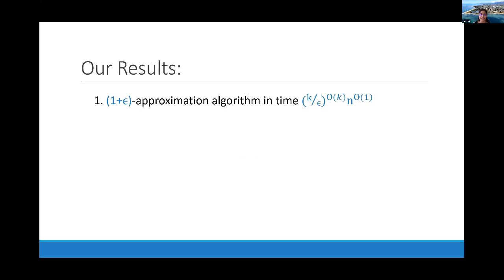So let's go into our results. Our main result is a 1 plus epsilon approximation algorithm that runs in time (k over epsilon) to the k times poly n. What this means is that if you're given a graph G and an integer k, our algorithm in the given time finds a k-cut whose weight is no more than 1 plus epsilon times the weight of an optimum k-cut. Also observe that the exponent of n does not have any dependence on k or epsilon. Therefore, this is an FPT approximation scheme, or a fixed parameter tractable approximation scheme.